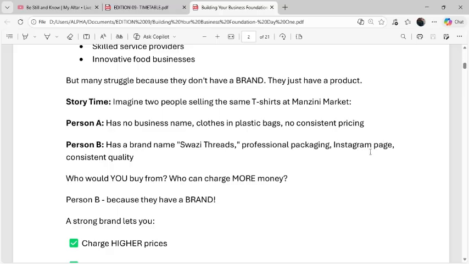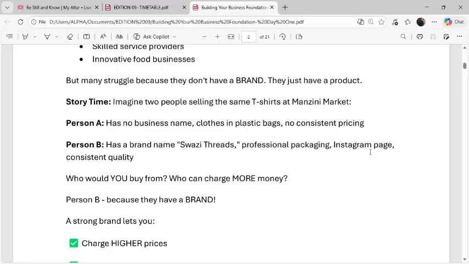So who would you buy more from here? And who can charge more? Definitely it is person B. Why? Because they have a brand. So a brand helps you to even charge higher. Because with a no-name package or a no-name item, it might be a challenge for you to market it. But immediately you put a name on it, it is easy for customers to trust you. Customers trust branded items a lot.